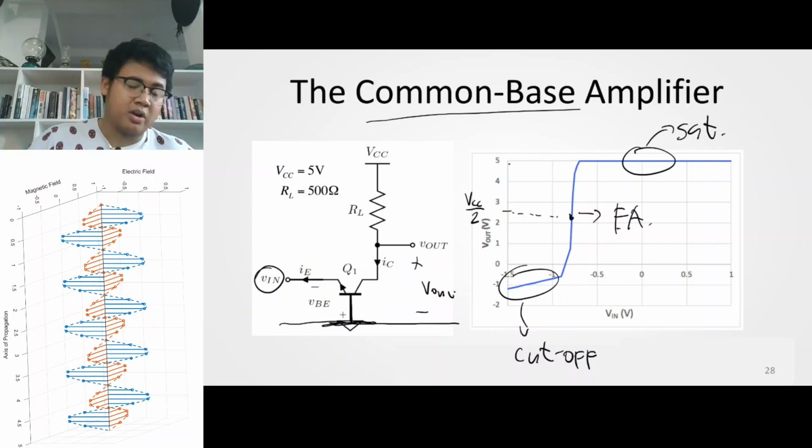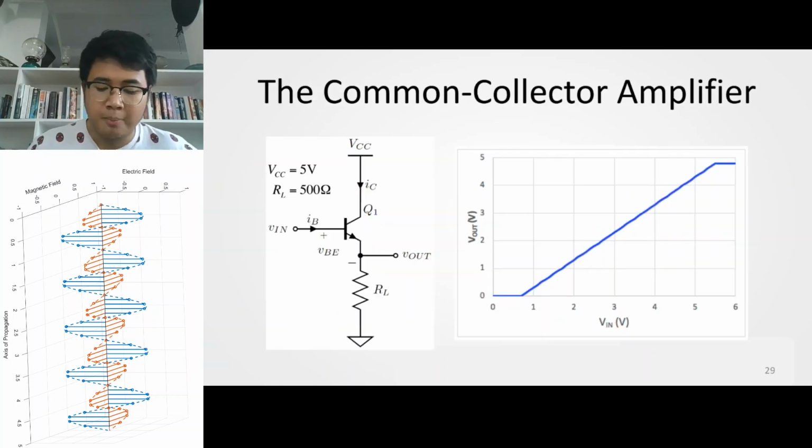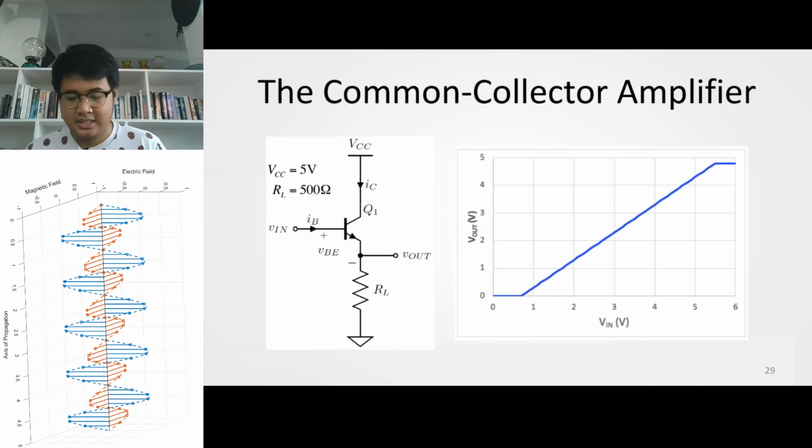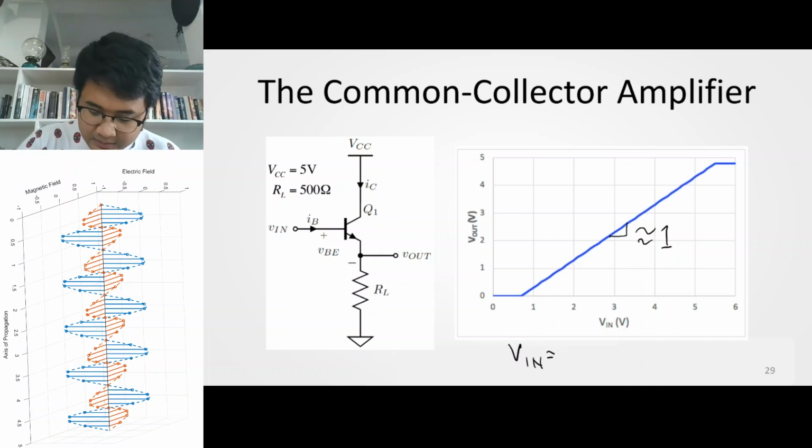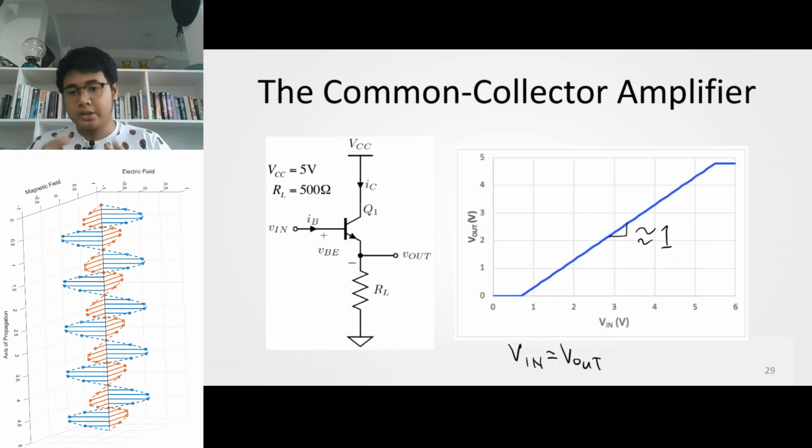Another one, if you have a common emitter and a common base, of course, there's a common collector amplifier. And the best thing about a common collector amplifier is the slope of this amplification here is approximately equal to 1. That means V in is equal to V out. So why do we still use it as an amplifier? There are certain properties of a common collector amplifier that is advantageous when we use it, compared to a common base and a common emitter amplifier.